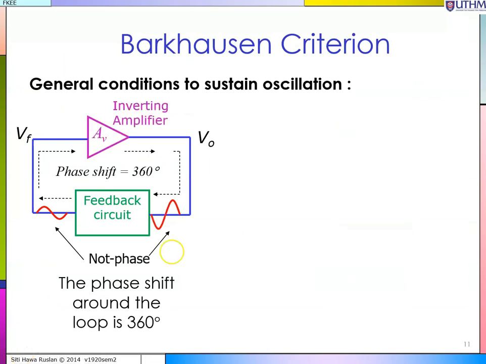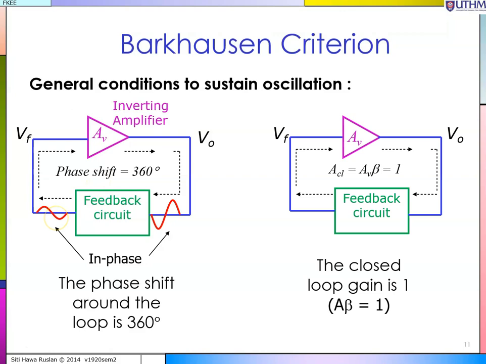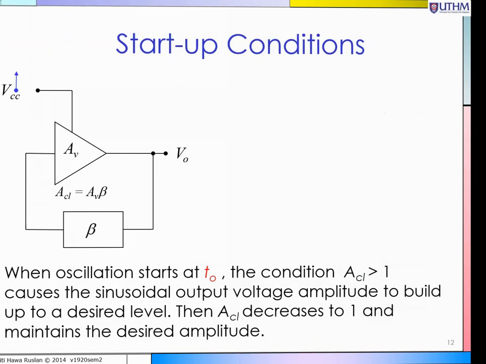So for an inverting amplifier, if you look over here, you have an output which is not in phase with the feedback signal, which is the input to your inverting amplifier. Okay, so you need to introduce a phase shift around the loop of 360 degrees: 180 by the inverting amplifier, and another 180 degrees by the feedback circuit. So the total phase shift will be 360. And the closed loop gain is, if you look over here, A multiplied with beta must equal 1. Okay, this is in order to sustain an oscillation.